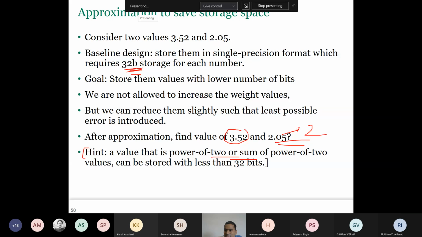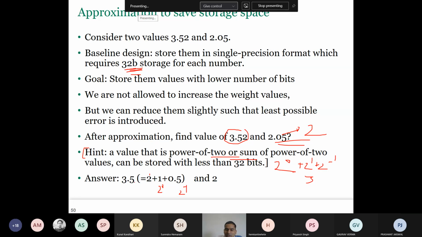What about 3.52? So 2 to the power 0 plus 2 to the power 1. That is 3, right? Sir, plus 2 to the power minus 1 also. Yes, you're right. Yeah, you are from electronics, I can say that. So here, this is the number 3.5: this is 2 to the power 1, this is 2 to the power 0, and this is 2 to the power minus 1.